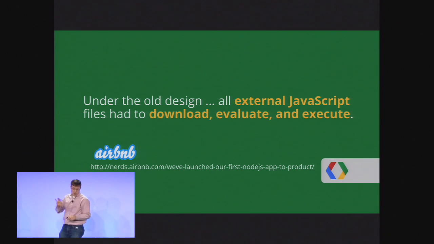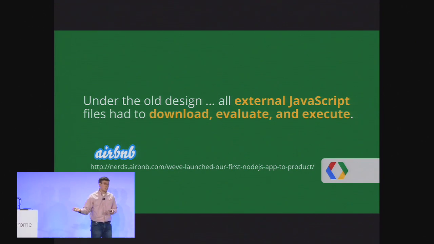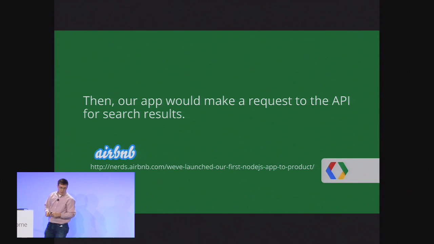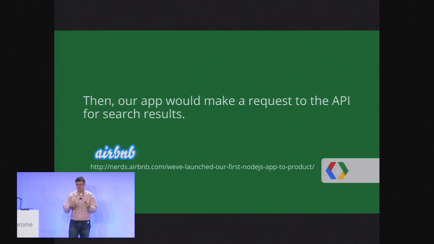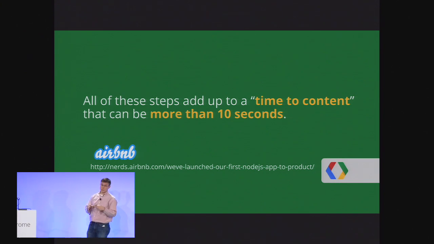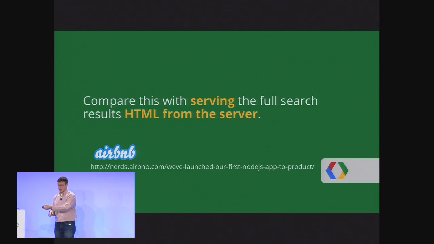Airbnb had a very similar conclusion in a blog post earlier this year. They said, under their old design, the external JavaScript files had to download, evaluate, and execute. Only then would the app discover, oh, the user's intent was to do X. It would call to the API, which was additional network requests that became part of that critical rendering path. Here we are on a mobile connection, which has really high latency, which led to, for them, a time to content, right? A time until the user could get the content that they wanted, of upwards of 10 seconds in bad cases.